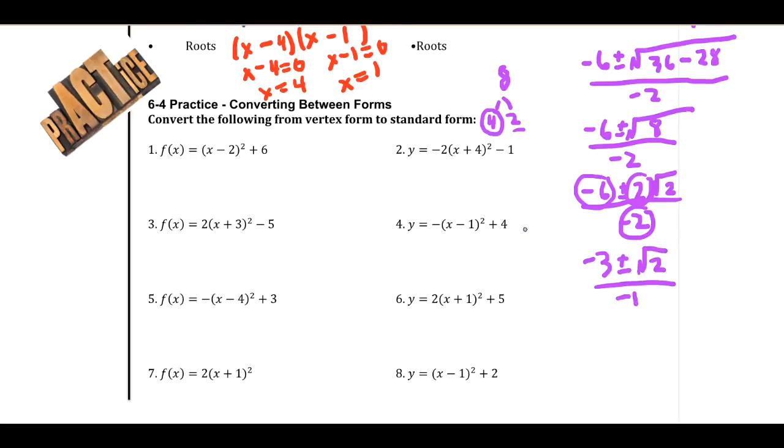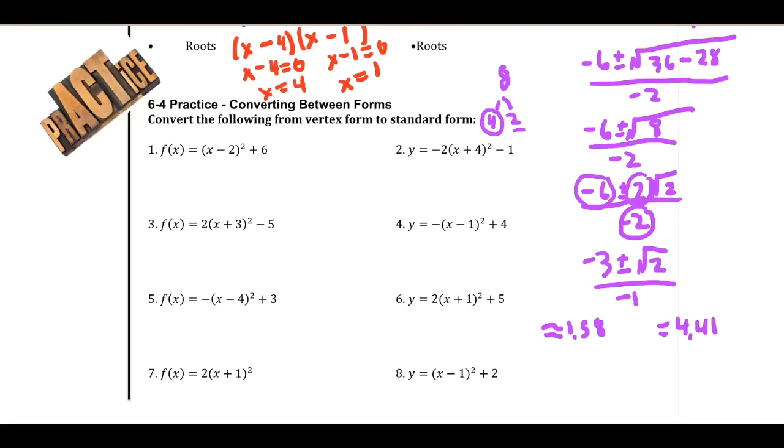And if I were to type these into the calculator, I would go ahead and do that. And let's see what we get. Negative 3 plus the square root of 2 and then divide by a negative would give us about 1.58. And then with the minus sign, negative 3 minus the square root of 2 is going to give us about 4.41. So I will write that out there.